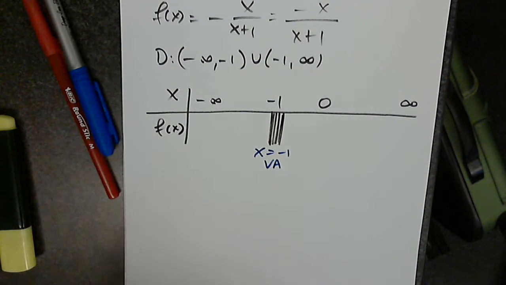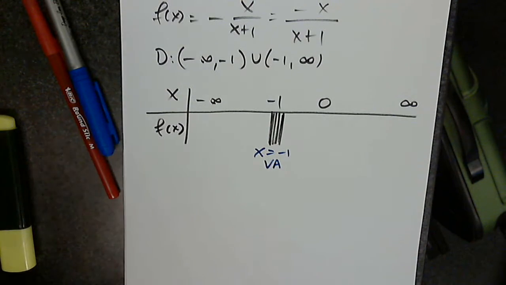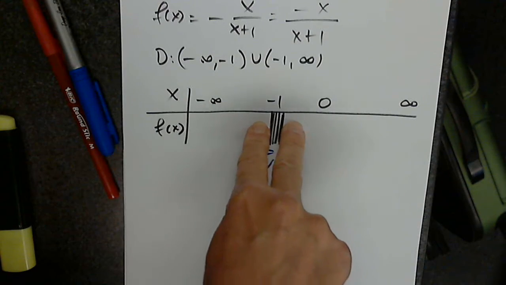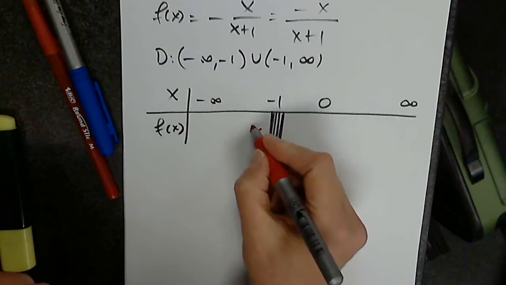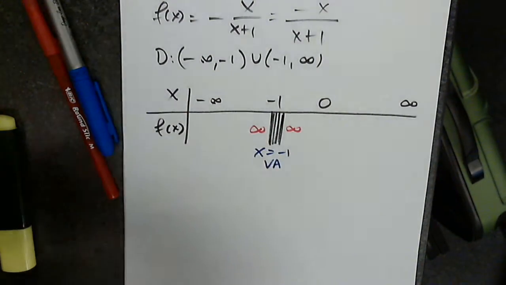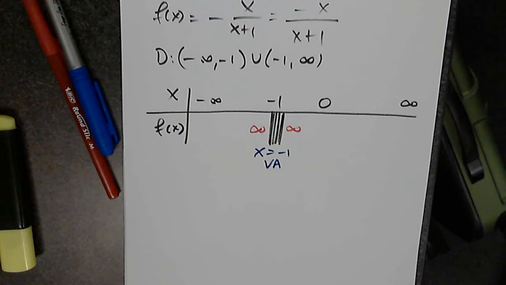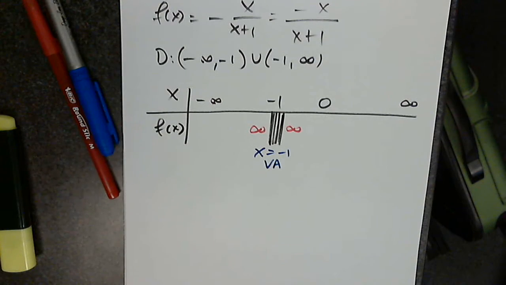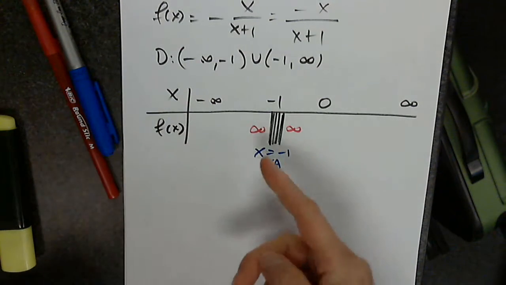Once I say that I know that that's a VA, I know that left and right must be what? Indeed. So what I don't know is the sign of these infinities. But they must be infinity because otherwise this will not be a vertical asymptote. It will be an open point, right? So how do I determine this?